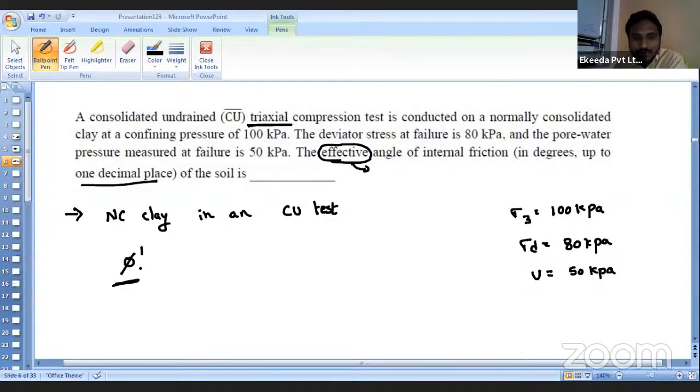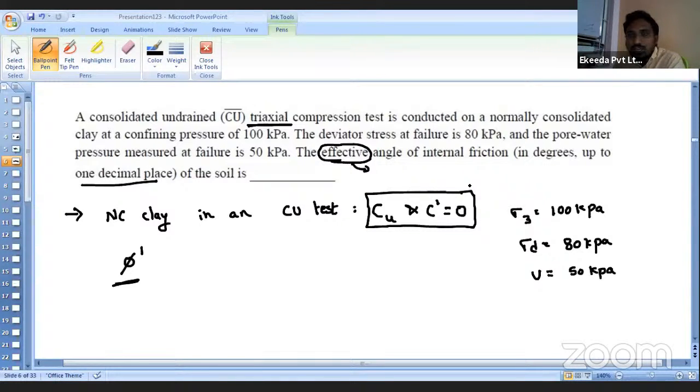So the first thing we should understand is that if we are conducting a consolidated undrained test on normally consolidated clay, then the undrained cohesion and the effective cohesion will be equal to 0. If we don't know that either Cu or c dash is equal to 0, then in this problem we can't go forward. So before moving on, let us discuss the relationships between the principal stresses and the effective stress parameters.